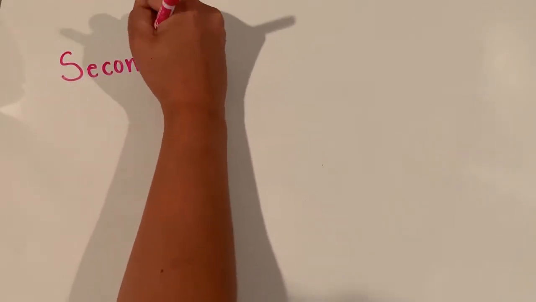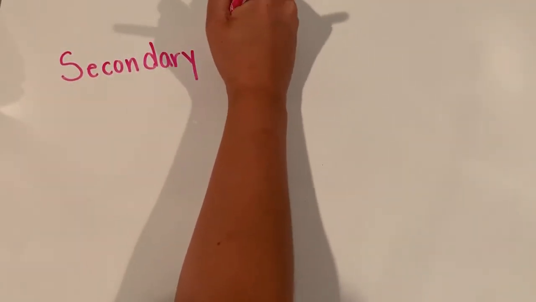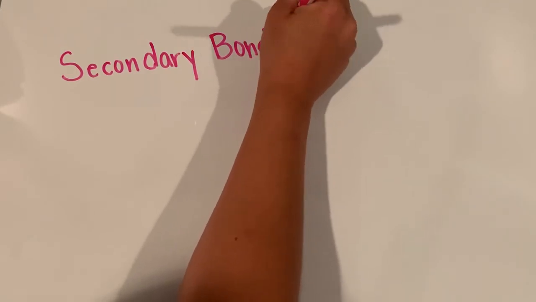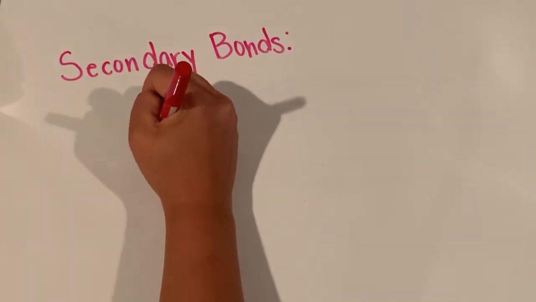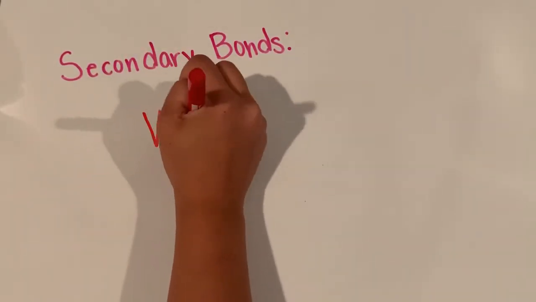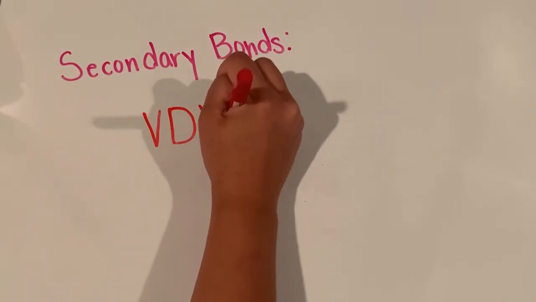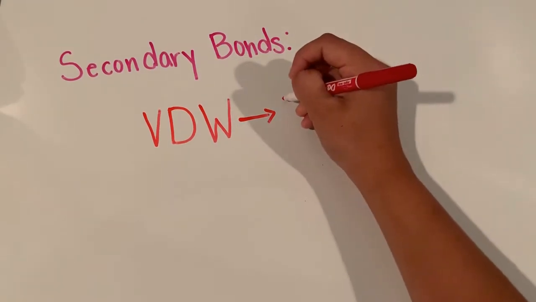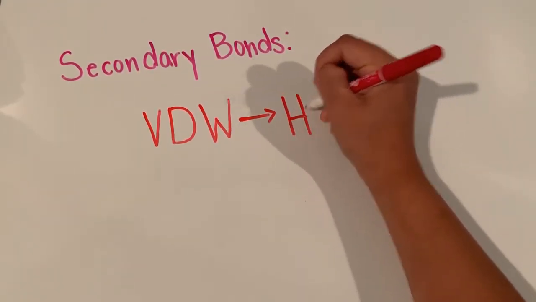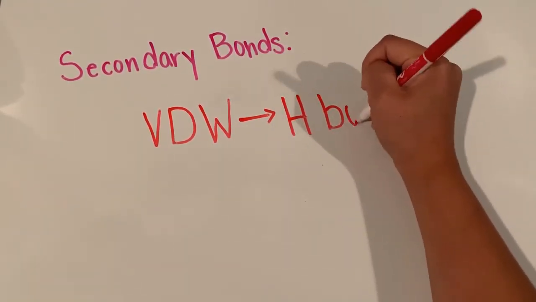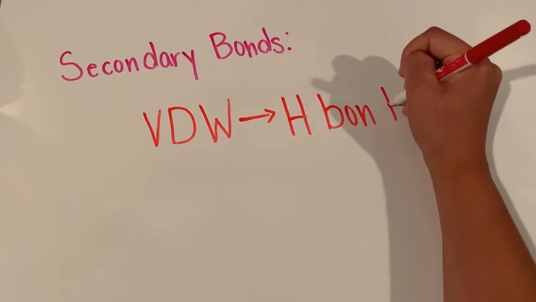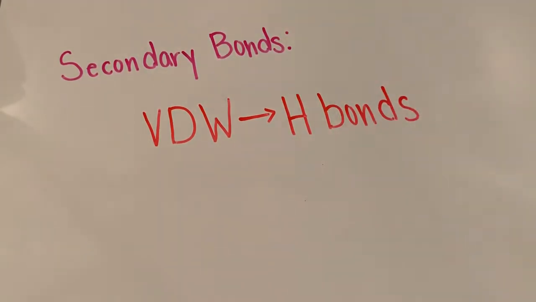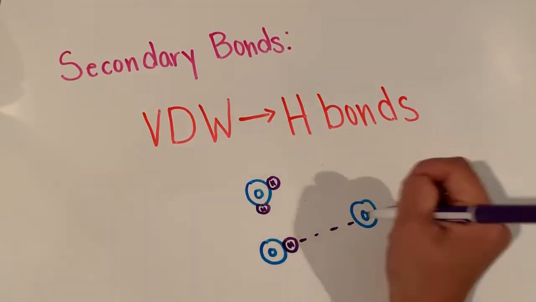The definition of secondary bonds is that they do not require electron transfer or sharing. They are based on molecular interactions instead. Secondary bonds include van der Waals forces, and a specific type of VDW is the hydrogen bond. The hydrogen bond is a weak bond between two molecules that links a hydrogen atom to a more electronegative atom, such as fluorine, nitrogen, and oxygen. An example of hydrogen bonds can be observed between water molecules, as shown here.